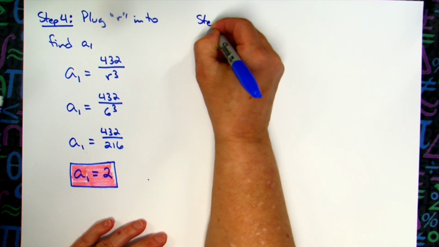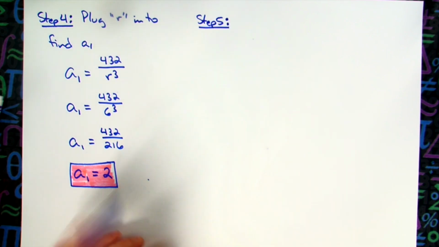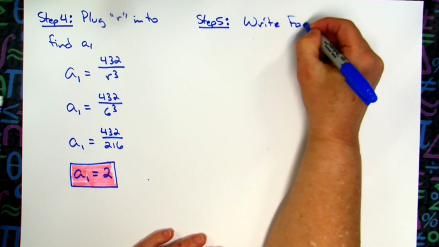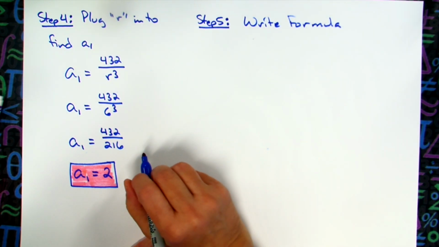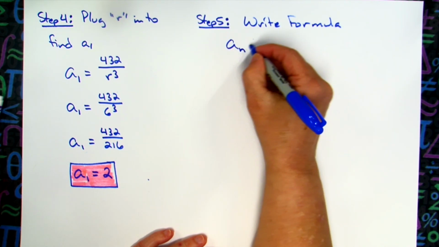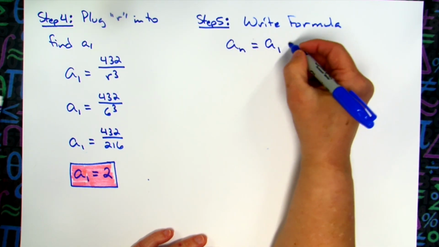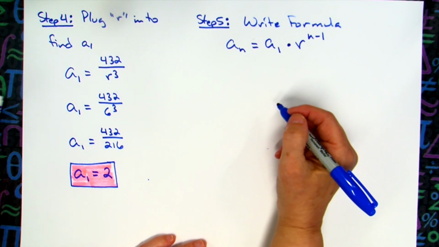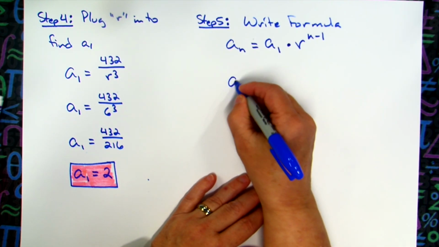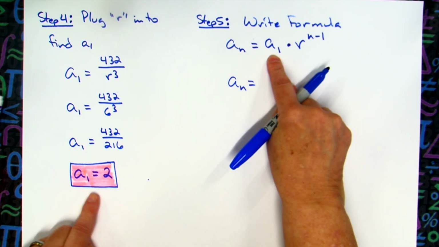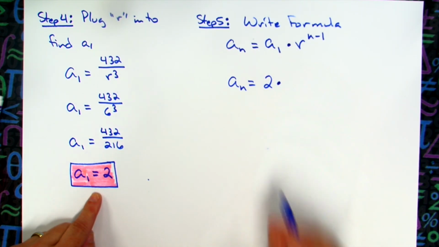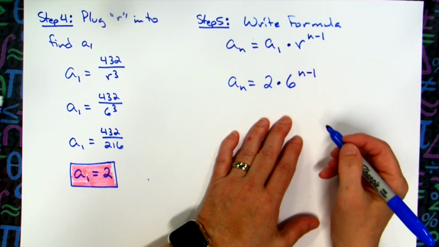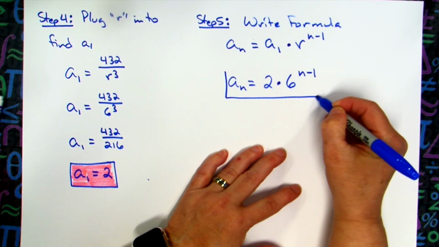So step 5: write the formula and then plug in what you know. In the directions, I'm just going to recopy it since it was on my other piece of paper. A sub n is equal to a sub 1 times r raised to the n minus 1. So the formula that they want you to write is a sub n is equal to, I'm going to replace a sub 1 with the number I found, which is 2, times r, which we said was 6, raised to the n minus 1. I'm just going to keep it n minus 1. And then there I have the formula.